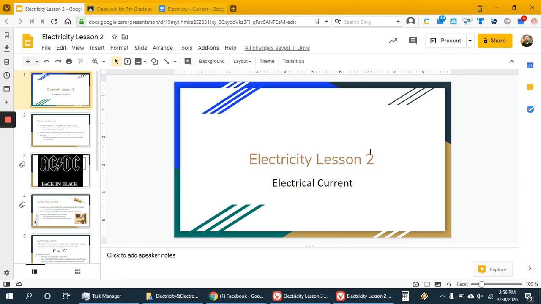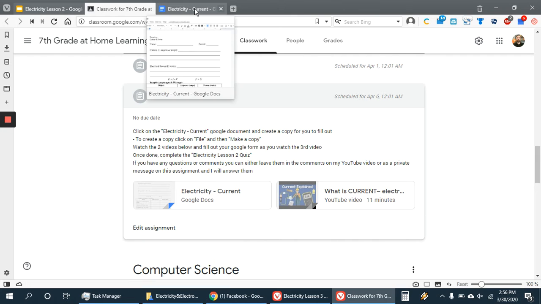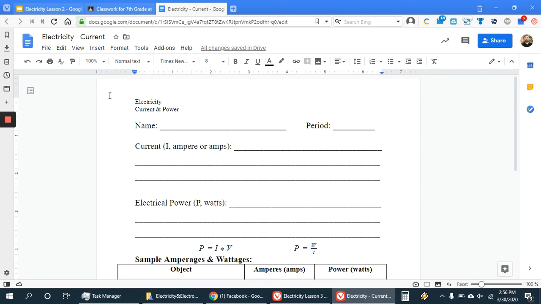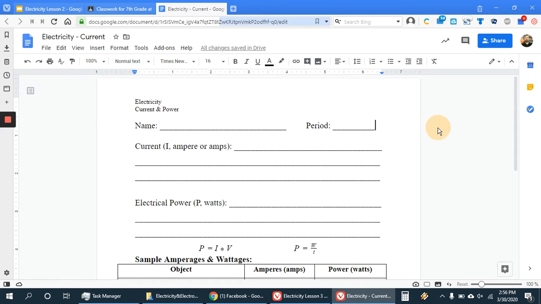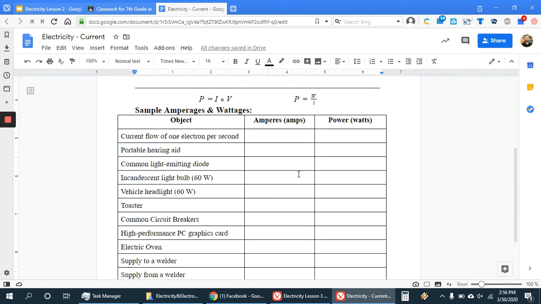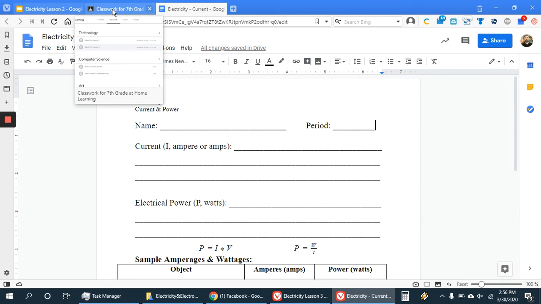Lesson in the electricity unit. And before I begin, I just want to go back to the Google Classroom, and you'll see for this lesson 2, there is also a Google Doc which you can open. It'll look like this. You'll be able to go to File, make a copy so you can make your own, and you'll be able to fill in everything here.